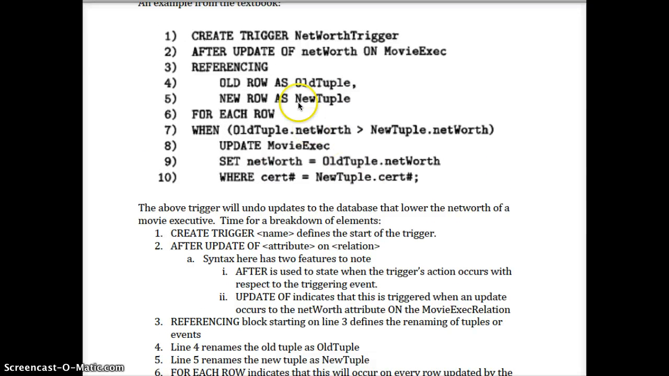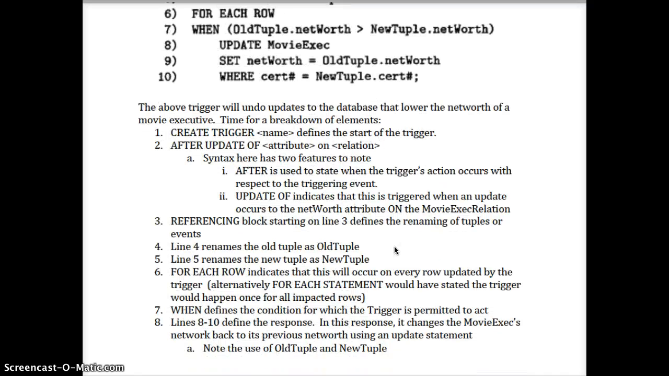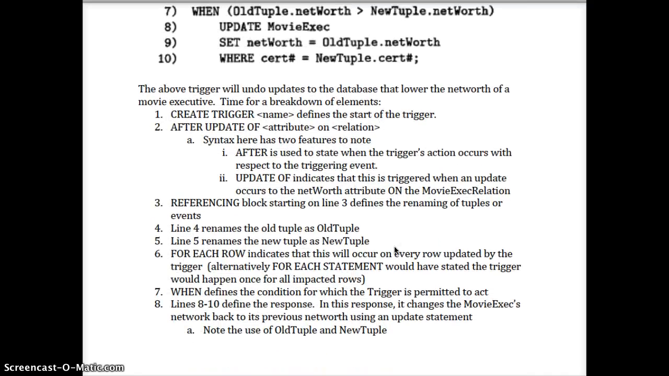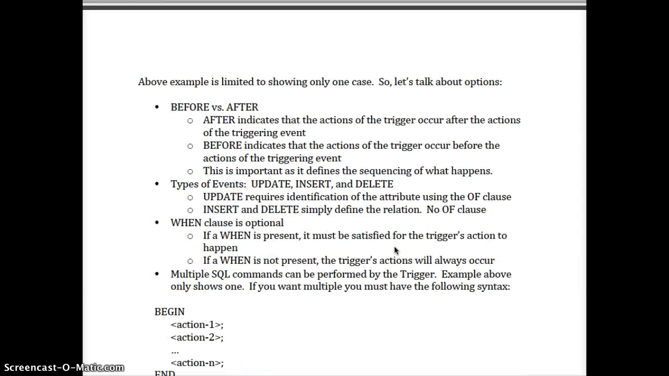Now it's important to note that this is happening after, because if we had done it before, we would have reasserted it, but then it would have been overwritten by the triggering event. But we're doing it after, so the triggering event is going to knock it down, and then we raise it back up by reasserting the old value. Okay.